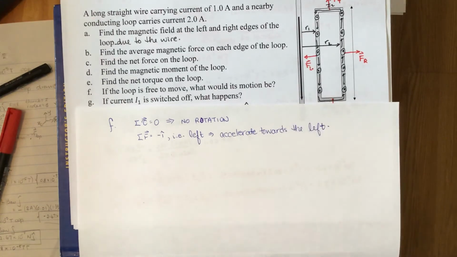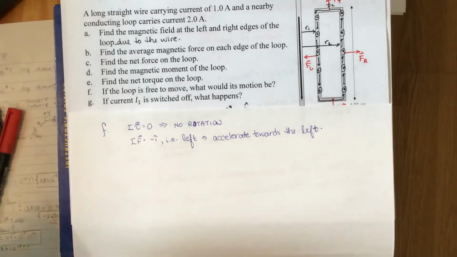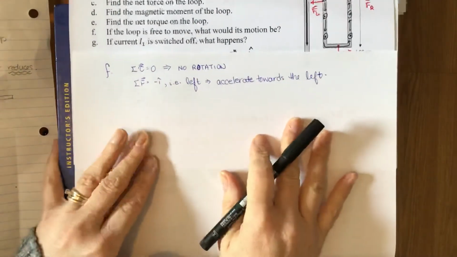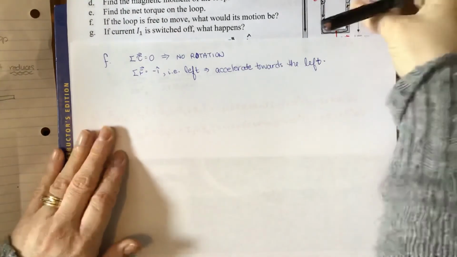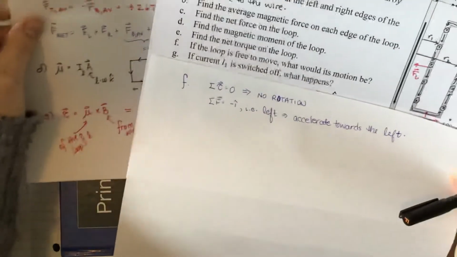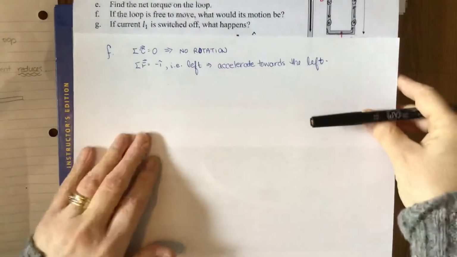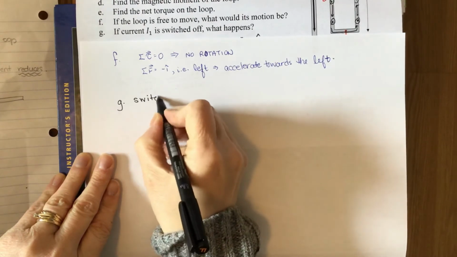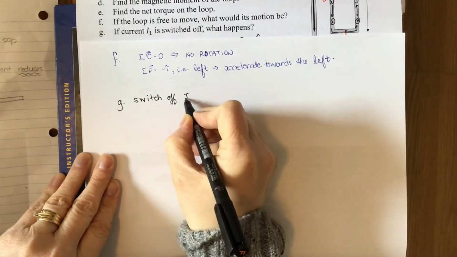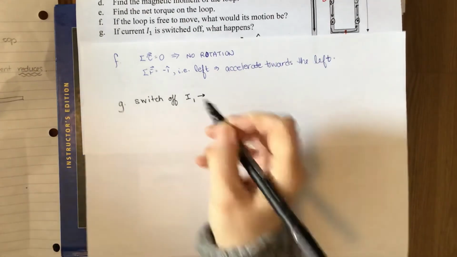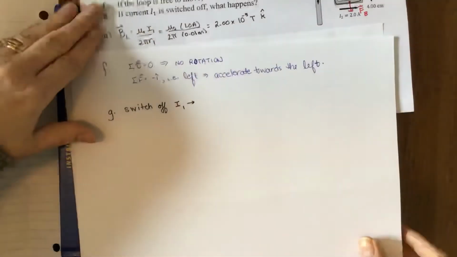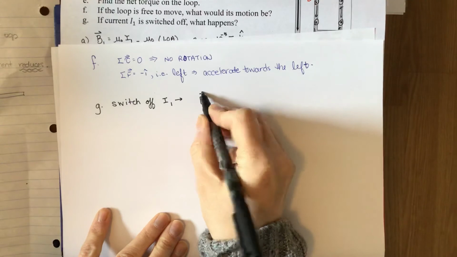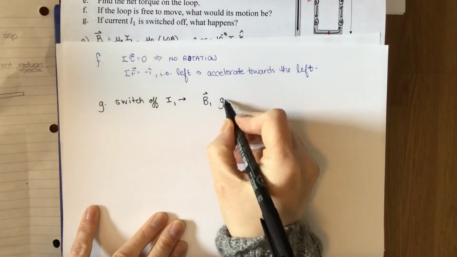Okay, last part, G. If current I1 is switched off, what happens? So that's an interesting question. That brings in our chapter 30 ideas. So let's ask what happens if we turn off current I1. If we switch off I1, the first thing that's going to happen is the magnetic field will go to 0. So B1 goes to 0.